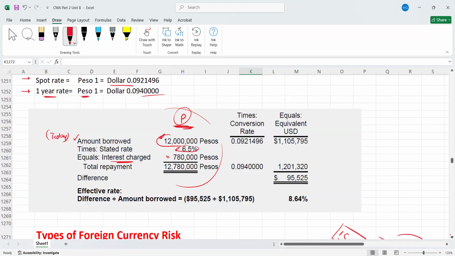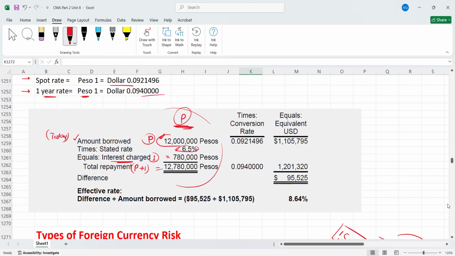Now, guys, because you would pay at the end of the year total principal plus interest, right? So the principal value was this 12 million plus the interest value, this 780,000. So your total repayment, which will include principal plus interest, will be how much? 12,780,000 pesos.